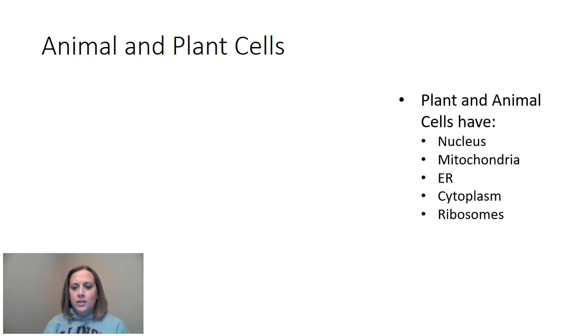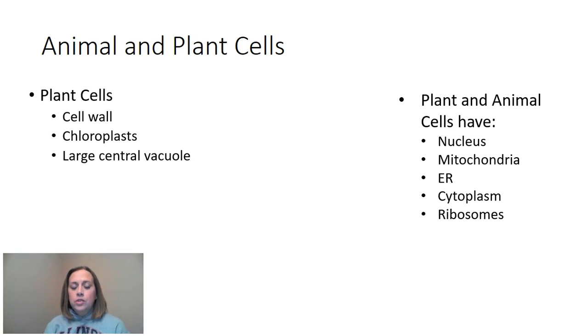So, things that plant and animal cells have in common. All plant and animal cells are going to have a nucleus, right? They have mitochondria, they have ER, or endoplasmic reticulum, cytoplasm, and ribosomes. But there are a few key differences we're going to focus on. Plant cells are going to have cell walls. We talked about that in the last lecture, where we looked at the difference between prokaryotes and eukaryotes, and we said that bacteria and plant cells both have a cell wall, whereas animal cells do not.